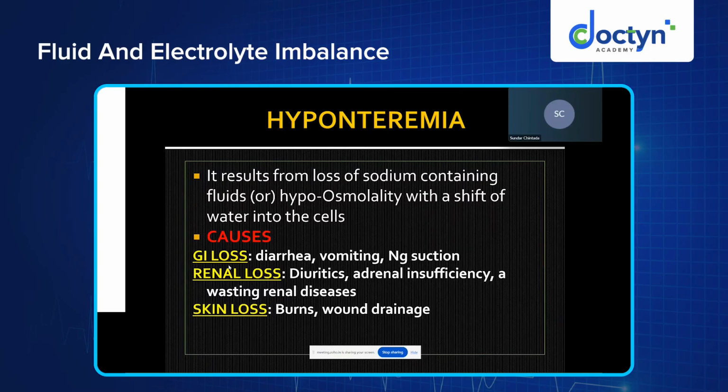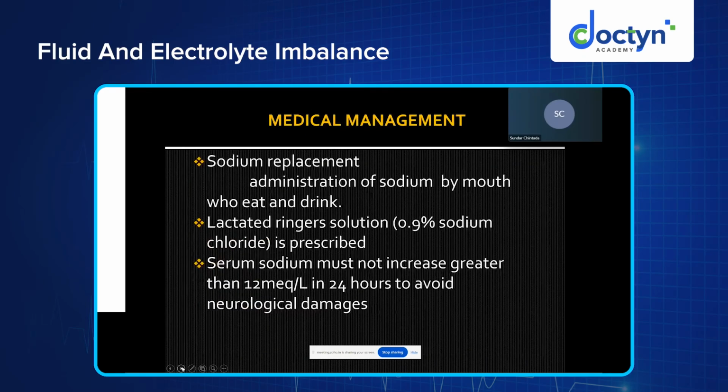So you have GI loss, whether in the form of diarrhea, vomiting or nasogastric tube suctioning. Renal loss from diuretics: if the patient is on any diuretic medications, that can lead to sodium or potassium loss. Adrenal insufficiency, SIADH, a wasting renal disease, maybe CKD. Any of these can be the cause of hyponatremia. If the patient has excess burns, maybe due to thermal injury, or wound drainage, that can also cause skin loss leading to hyponatremia.